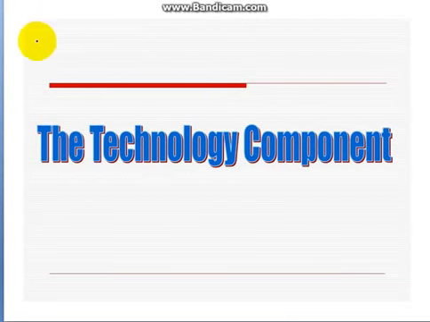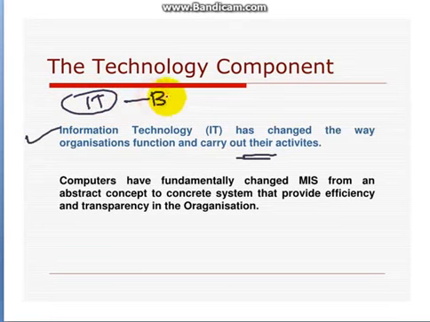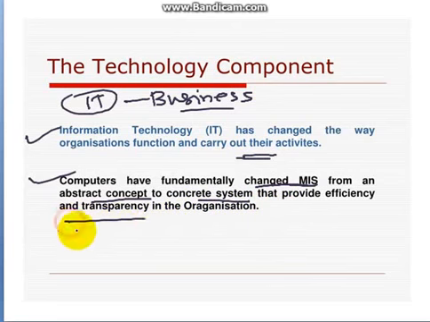Technology component of MIS. So what is the technology component? Basically, information technology has changed the way organizations function and carry out their activities. Technology, especially IT, has tremendously changed a lot of businesses, how they work and how they function. Computers have fundamentally changed MIS from a concept to a concrete system, and they provide efficiency and transparency in the organization. So computers have basically changed how the system works.